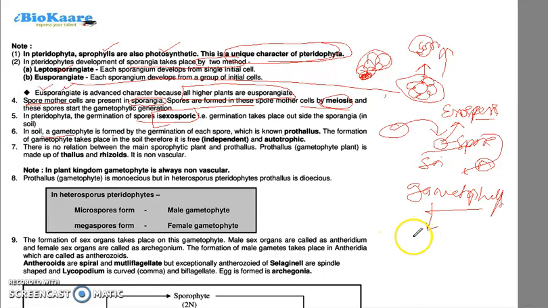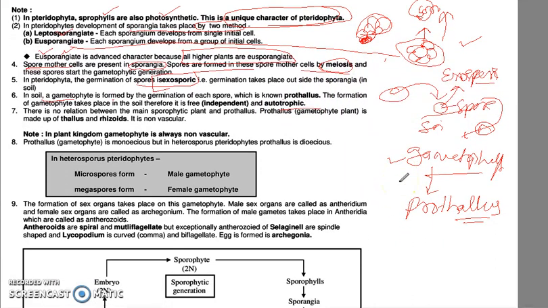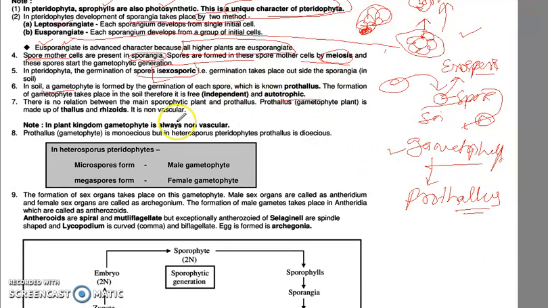In bryophytes it is protonema, but here we call it the prothallus. The formation of the gametophyte takes place in soil, therefore it is independent. Normally the gametophyte is independent, and the sporophyte is also independent. As a result, in Pteridophyta independent alternation of generation takes place.